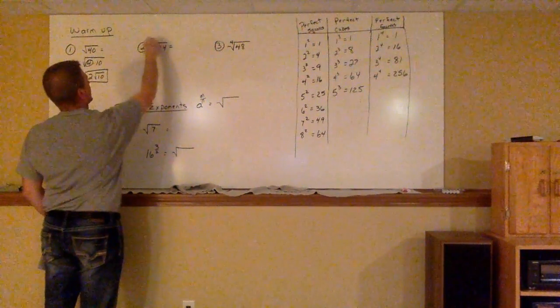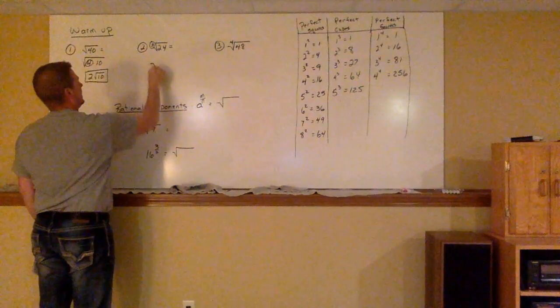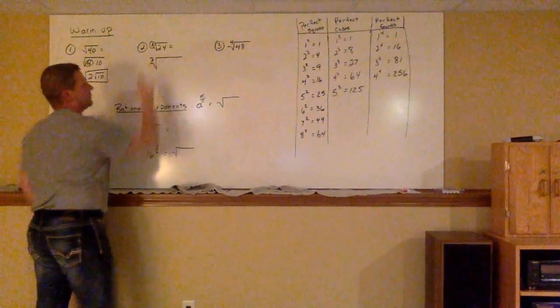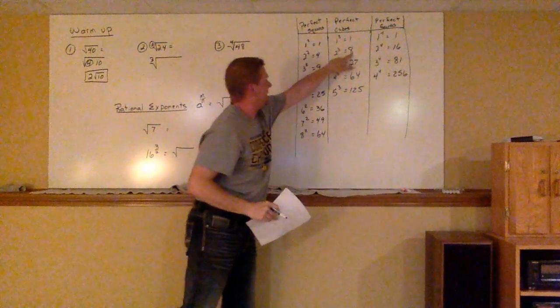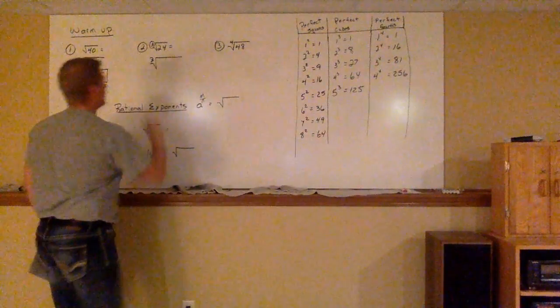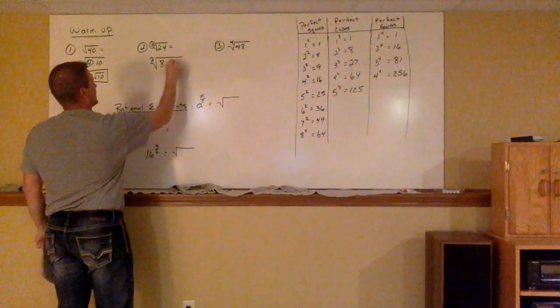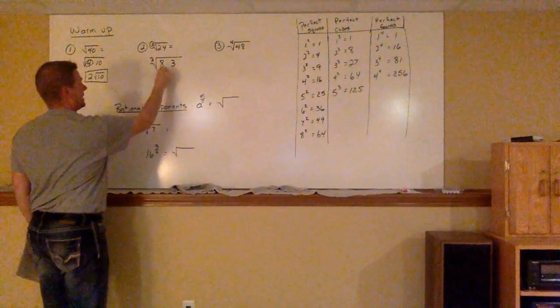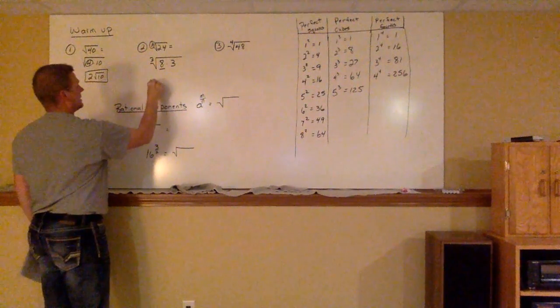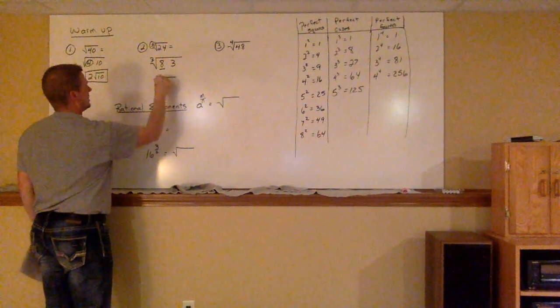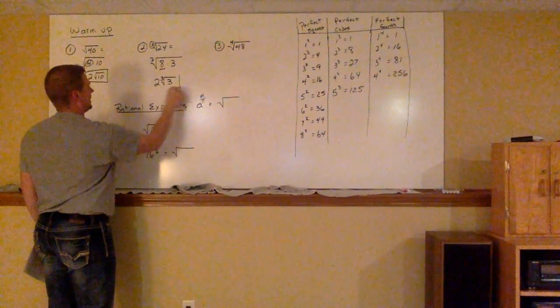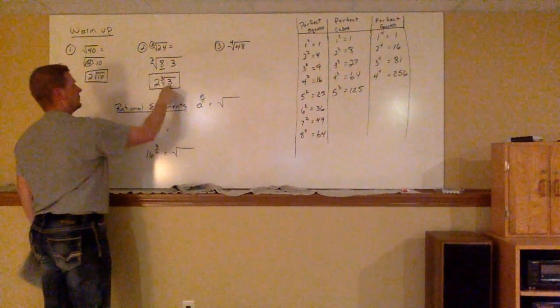We come over here to number 2. This is a cube root, and when I'm cross-referencing my cube roots, I'm going to look over here. I see 8 is a perfect cube. 24 is 8 times 3, so I can extract that cube root of 8, and that's going to be 2 times the cube root of 3. To get all the way down, there are no more cubes in there.